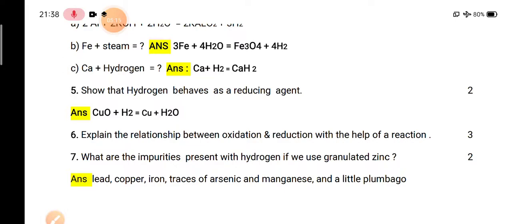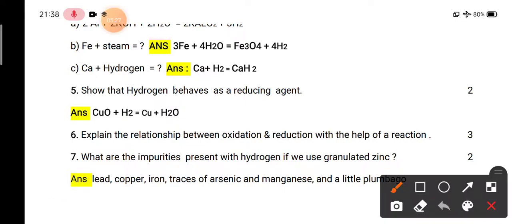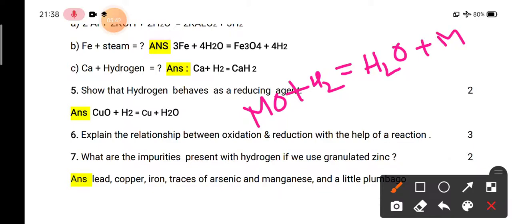Okay, so when hydrogen is doing some reactions, acting as a reducing agent, there are so many reactions. Any metal oxide can be written as MO. So any metal oxide, that is MO plus H2, will make H2O plus M. M could be any metal, it can be iron, lead, or copper. So any metal reacting with hydrogen will give this kind of reaction.